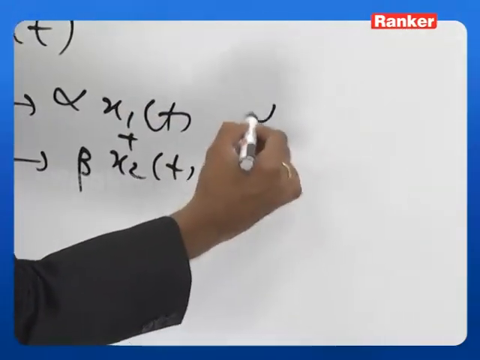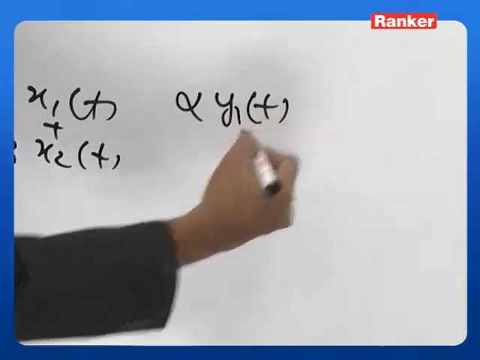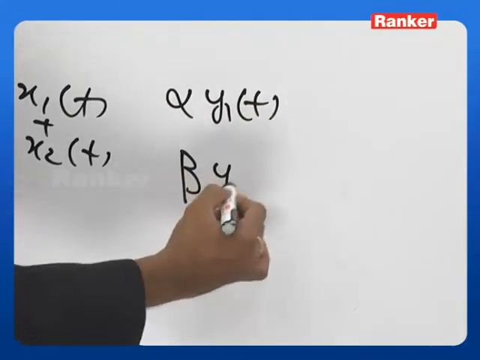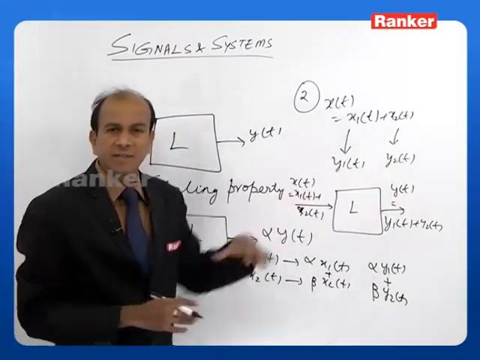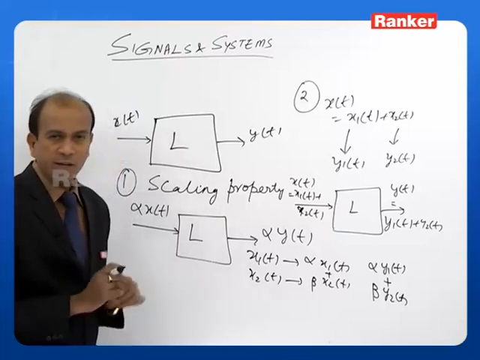The output also will be scaled by a factor with a corresponding output, and this also will be same. So this is how you decide whether a system is a linear or a non-linear system.